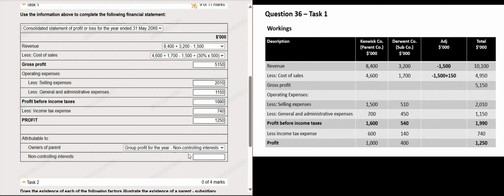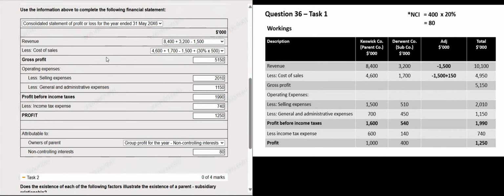The final task is to calculate the amount of non-controlling interest, which is fairly simple. As we can see, Derwent's profit for the year is 400,000. The group only owns 80% of this profit and the rest of it belongs to the non-controlling interest. So we will take 20% of 400,000 to calculate the amount of profit attributable to NCI, which comes to 80,000. Let's put this amount into the correct box. Ta-da! We have completed the first task.